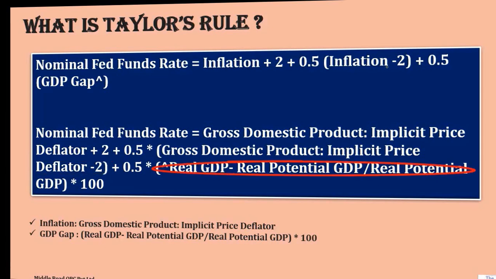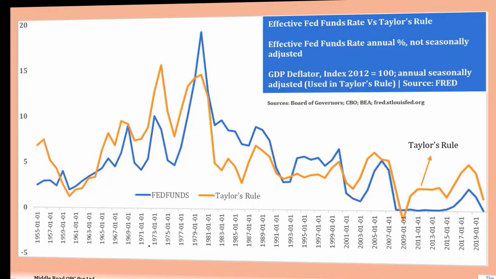One way is, whenever you're looking at inflation, you look at the gross domestic product implicit price deflator. That is the variable which you should be looking at. And when you're looking at the GDP gap, one of the ways is to look at real GDP minus real potential GDP, which is the natural level of your growth, divided by real potential GDP, times 100. This is how it's being calculated. I've used it. You can also get the data from the Fed. When I plotted these two graphs, you get a fair bit of idea where the interest rates should be according to Taylor's rule and where they are right now.